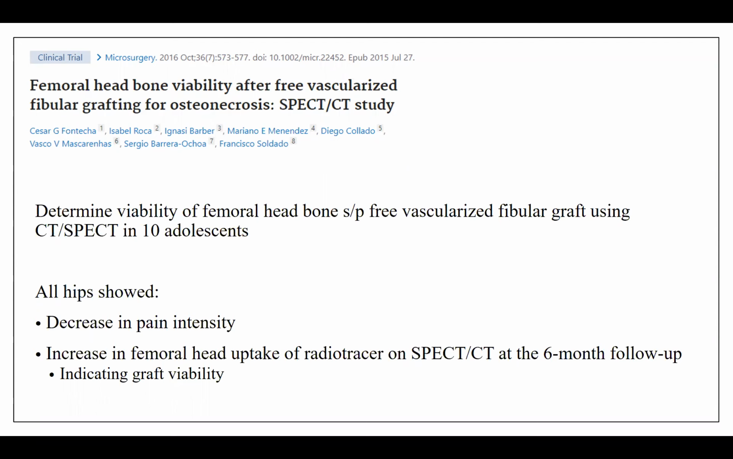What this study found is that all hips showed a decrease in the pain intensity, and there was an increase in the femoral head uptake of the radiotracer on the CT SPECT scans that were present at the 6-month follow-up. So this shows that the grafts were even viable at the 6-month mark.